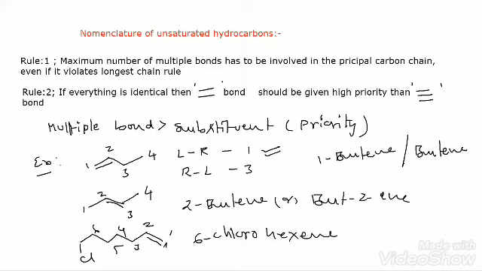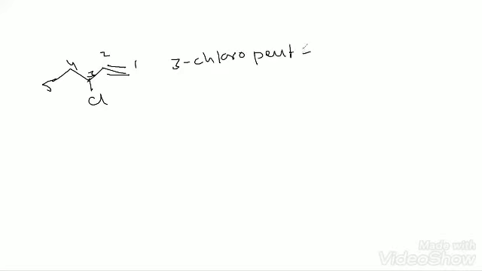Similarly, if you see an example like this, the multiple bond has to be given the highest priority: 1, 2, 3, 4, 5. At the third position we have a substituent. So the name of this compound is 3-chloro. In the parent chain we have 5 carbons, penta. At the first position we have yne, so penta-1-yne or pentyne. Both are the same.